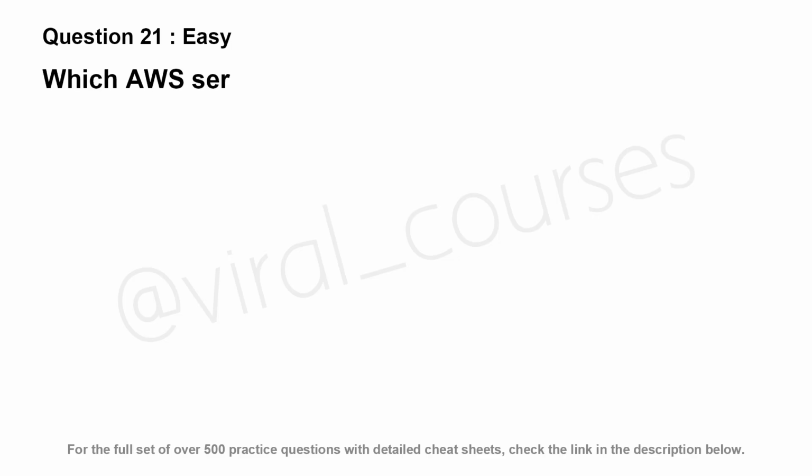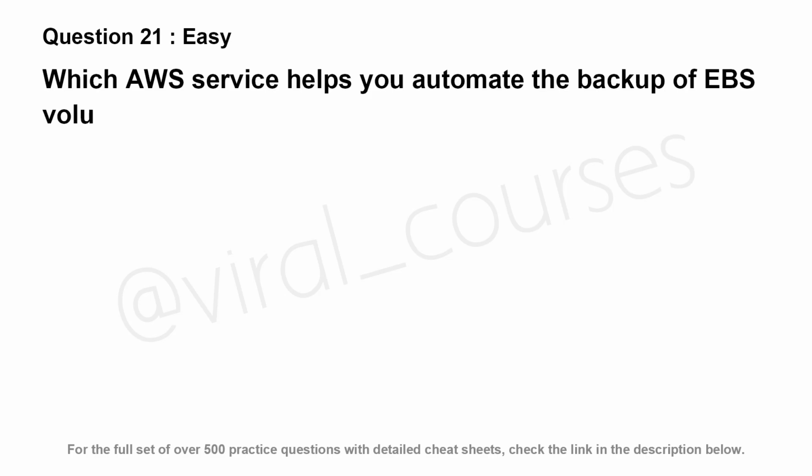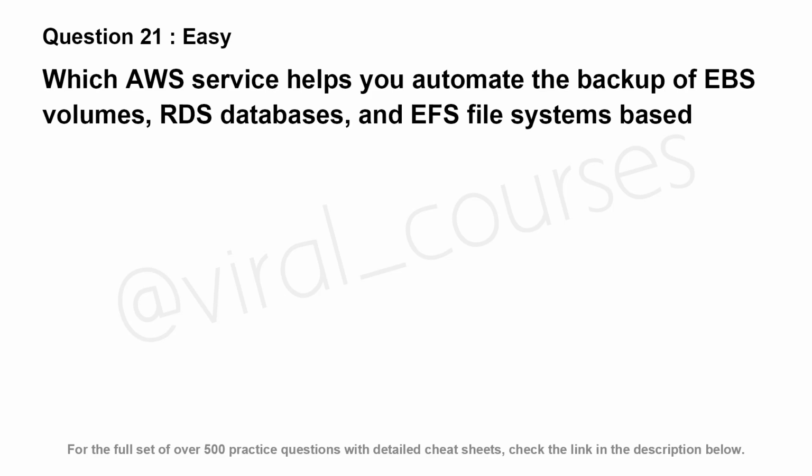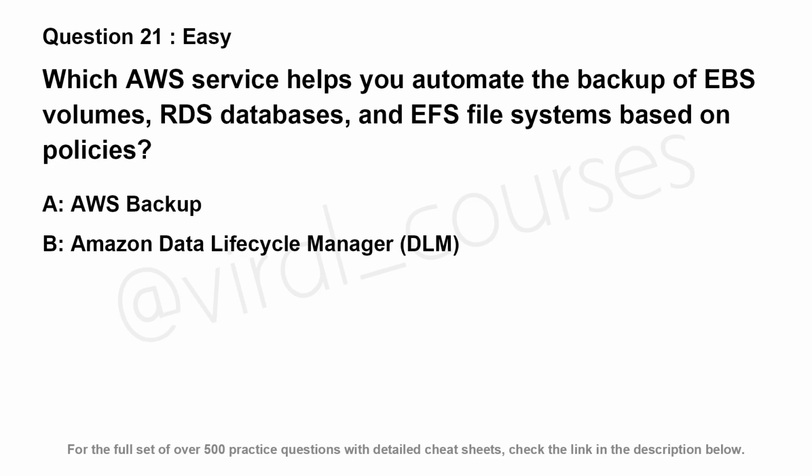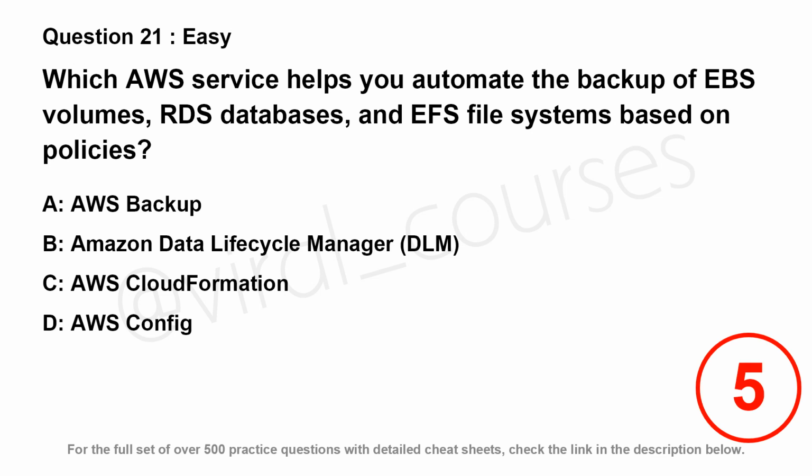Which AWS service helps you automate the backup of EBS volumes, RDS databases, and EFS file systems based on policies? Option A. AWS Backup. Option B. Amazon Data Lifecycle Manager, DLM. Option C. AWS CloudFormation. Option D. AWS Config.